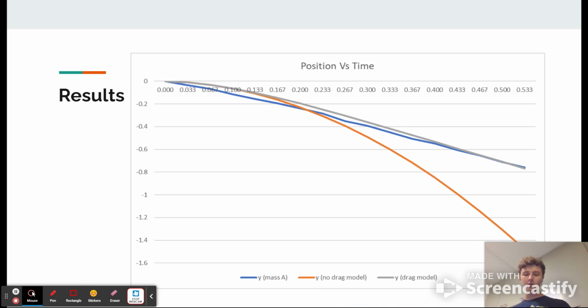As for my results graph, the orange line is the no drag model, so what it would do if drag was non-existent, if air resistance wasn't a thing. That is how this paper should have fallen. And you can see it goes much faster because there's not a force acting upward, so it's accelerating faster. Then the blue line is my actual results from the test, from the data I found in Tracker. And the gray line is the experimental model with drag. As you can see, they're fairly close. The paper fell, I tracked it in Tracker, and it was pretty close to what actually happened. But as you can see, there's less acceleration in the negative direction when drag is a factor.